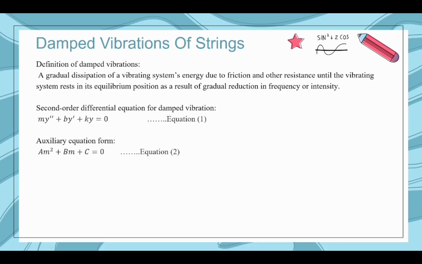After that, we need to solve the roots of equation 2 using the formula m1 equals negative b plus square root b squared minus 4ac over 2a, and m2 equals negative b minus square root b squared minus 4ac over 2a. After solving the roots for equation 2, depending on the type of roots we get, we will be presented with 3 cases that influence the type of general solution that will be formed.